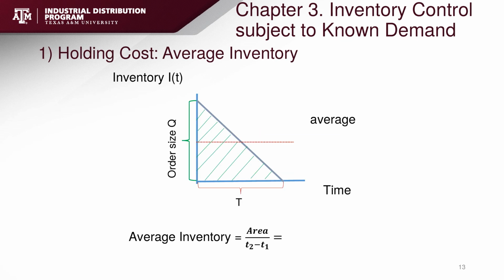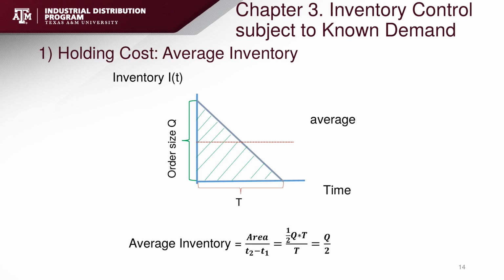Alright, let's look at a single cycle. We have a triangle with a height of Q and a base of cycle time T. As we just discussed, the average inventory is basically the area under the curve divided by the time interval. Now, if we plug in our triangle formula, the area is 1/2 times Q times T. We then divide that area by T. The T's cancel out, and we're left with Q over 2, clean and simple.